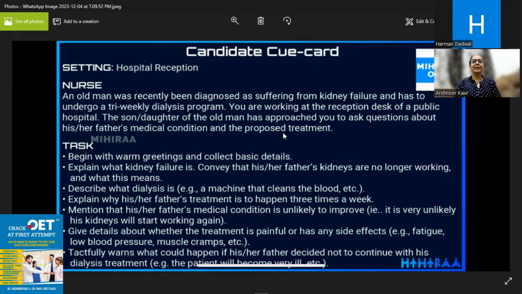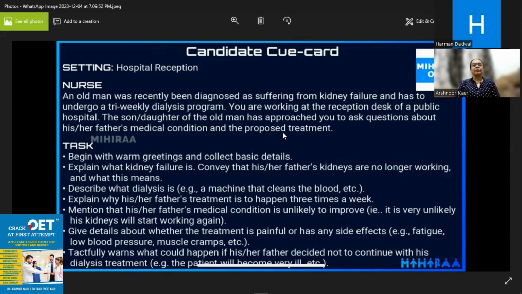In the series of the role play, today's role play is again for the nurses, and the setting is hospital reception. This patient is actually undergoing dialysis, and the son or daughter of the patient has come to inquire about the procedure, and your role is to explain the whole procedure and the uses of this, why it is required, and what would be the effect of this afterwards. This is mainly about the dialysis.